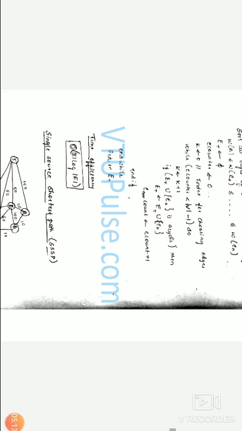And the total efficiency taken by this algorithm is big O of E log E, where E is the number of edges in your graph. So E log E.